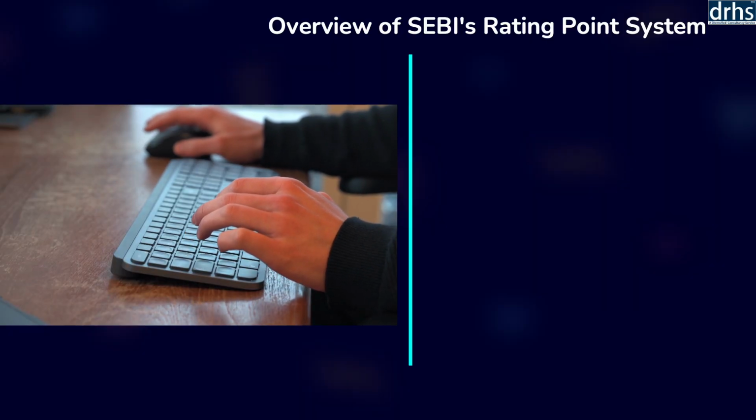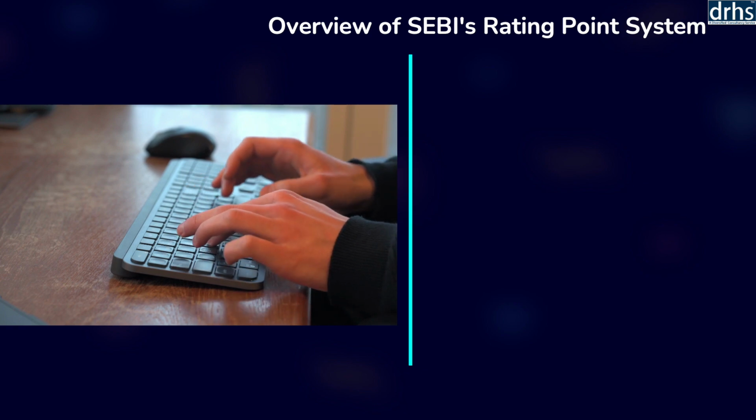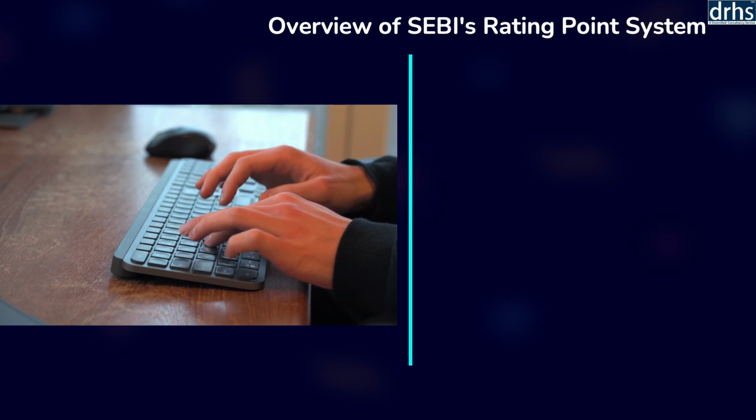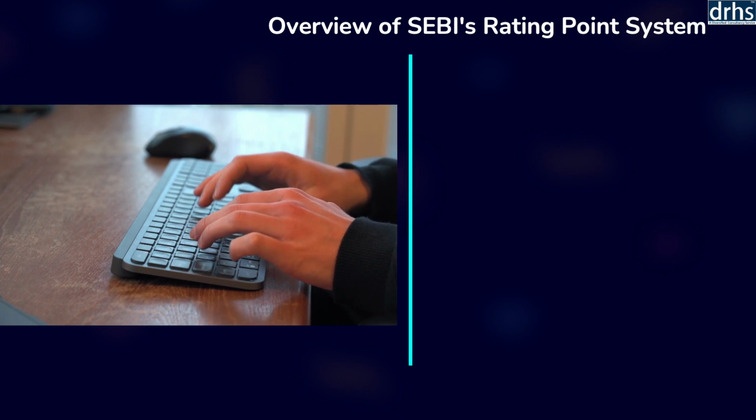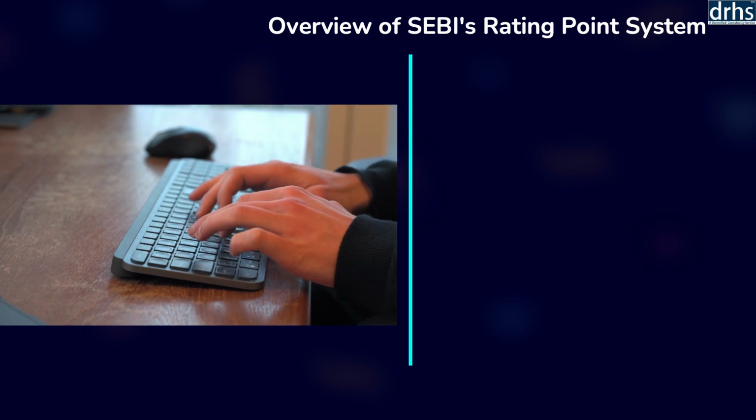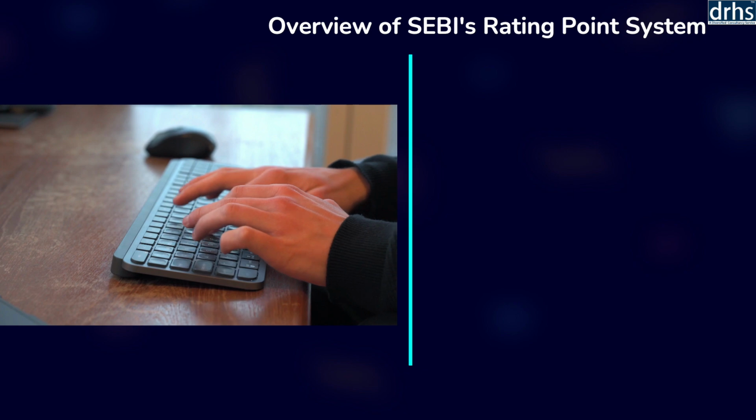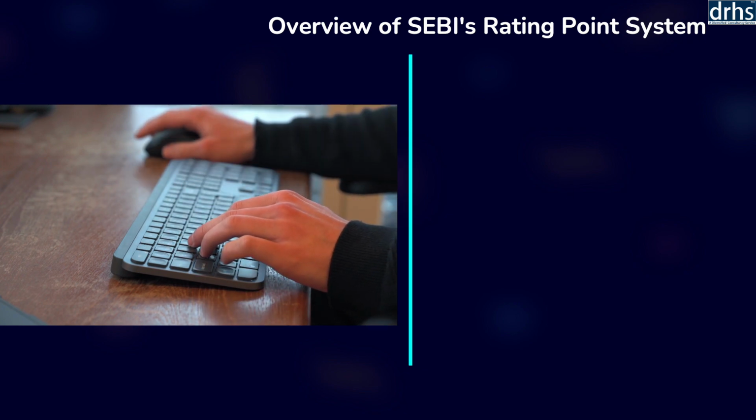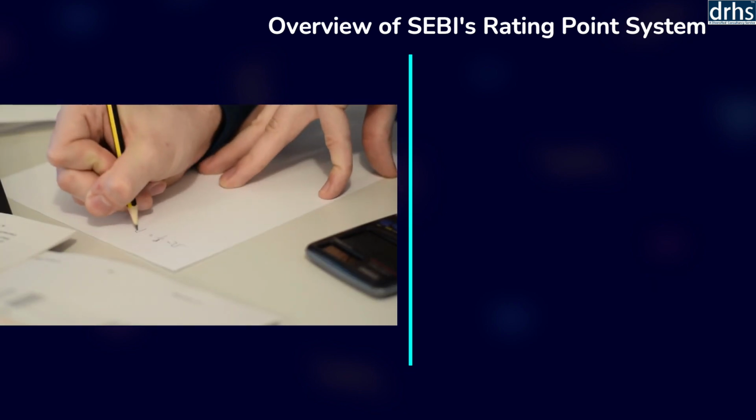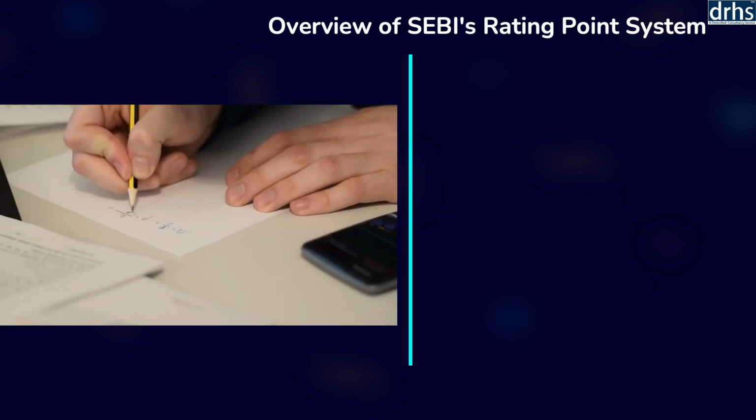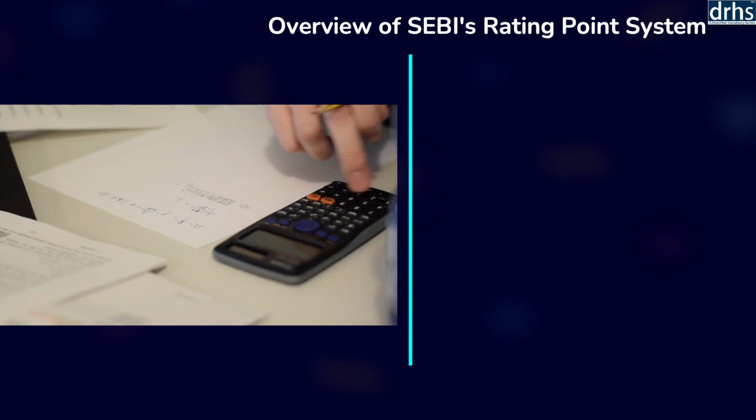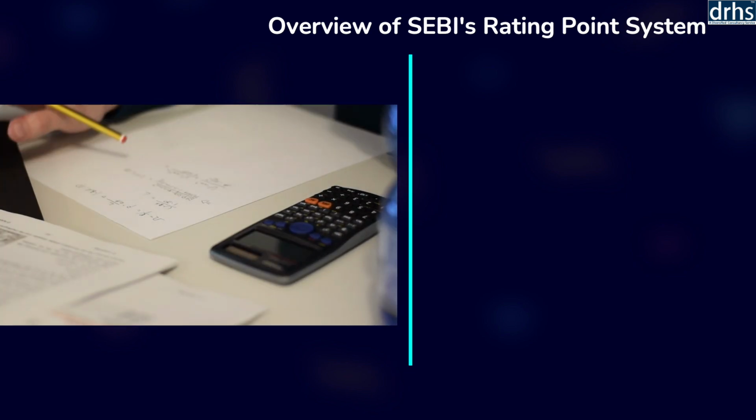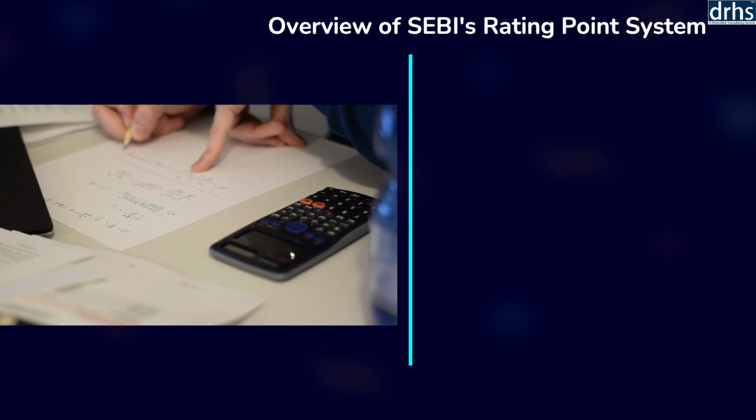Now we shall discuss an overview of SEBI's rating point system. SEBI's rating point system for ESG rating providers is a comprehensive evaluation framework designed to assess the quality and reliability of ESG rating services. This system aims to standardize the evaluation of ERPs and ensure they meet high standards of integrity, transparency, and analytical rigor. Here is a detailed description of the key components of this system.